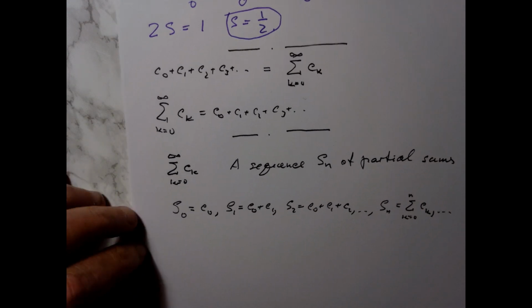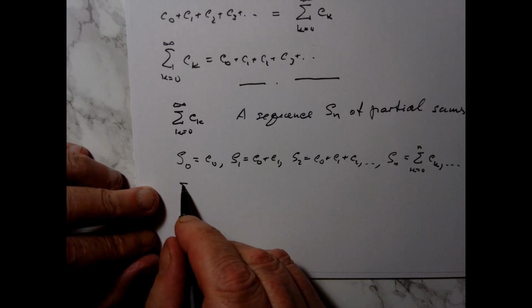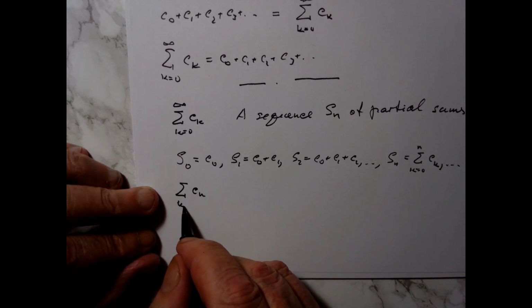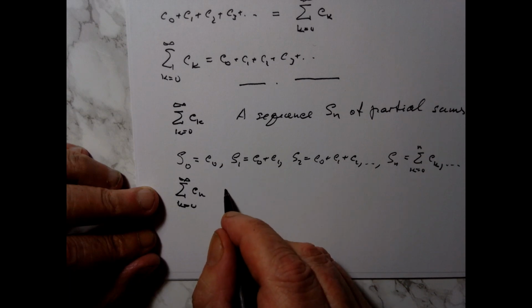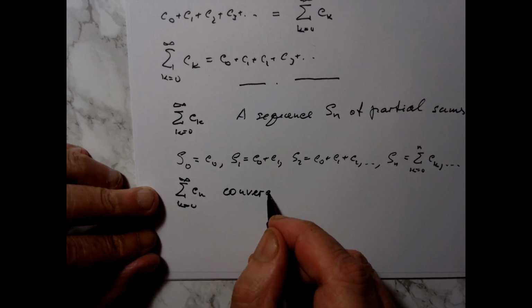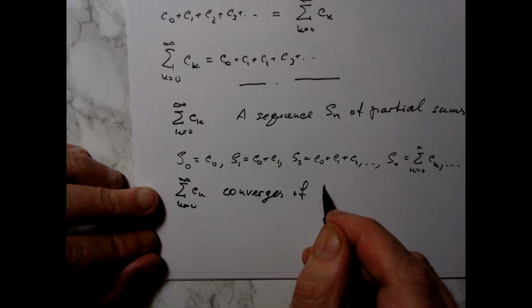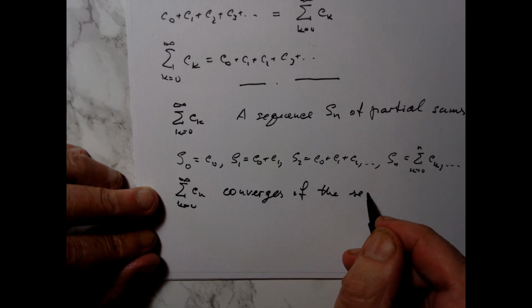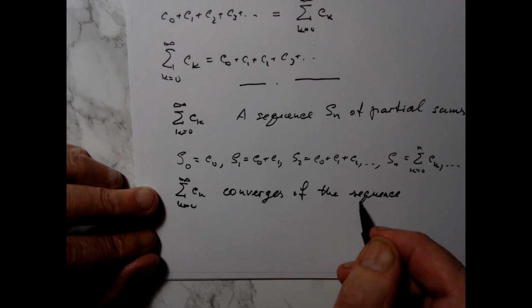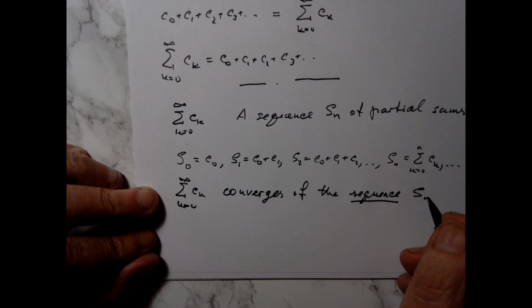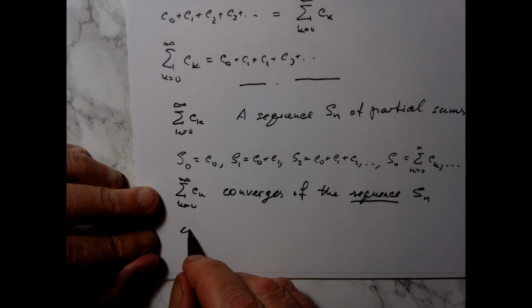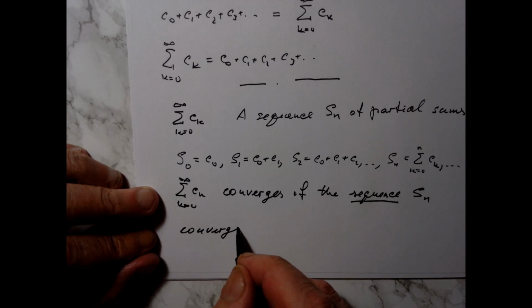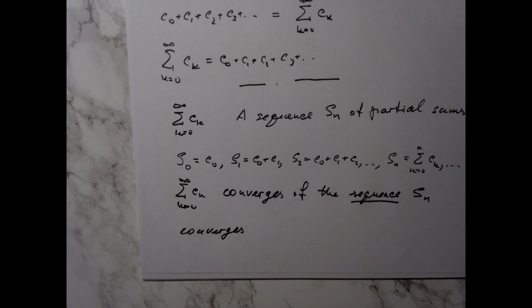And now for the key definition of the subject: the series sum of Ck, k from 0 to infinity, converges if the sequence Sn, the sequence of partial sums, converges. In this way, I reduce the question about convergence of the series to the question about convergence of a certain sequence, and convergence of sequences we studied in a previous class.